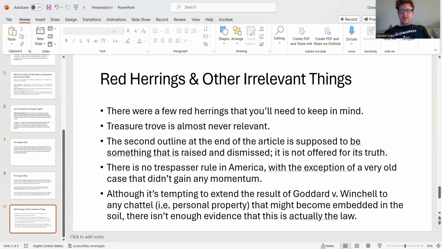If you were to derive some kind of support from it, you'd be looking at Goddard versus Winchell or Yules versus Brigg Gas Company. But the support for that idea is weak. So in sum, the red herrings that you will want to ignore are treasure trove. Nothing will ever depend upon this. The trespasser rule, that is not a rule in America.